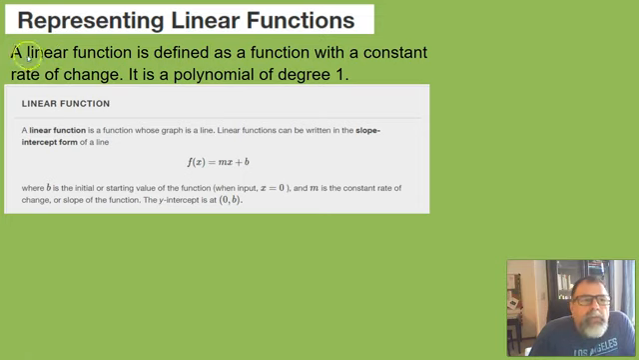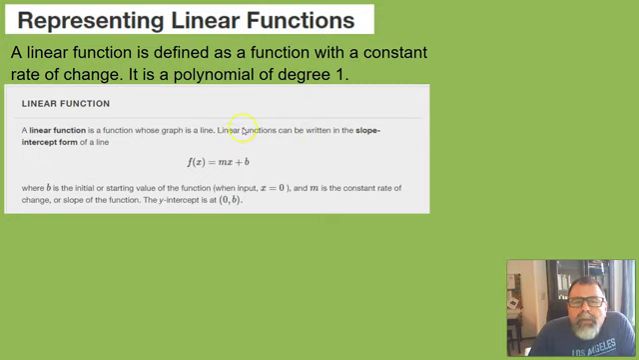Representing linear functions. A linear function is defined as a function with a constant rate of change. It is a polynomial of degree 1. So here's the definition. A linear function is a function whose graph is a line. So if you graph it, the graph's going to be a line.